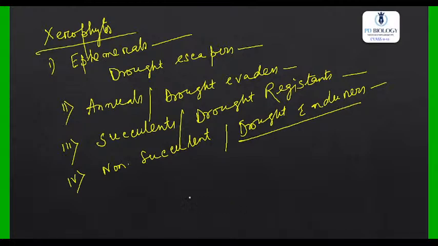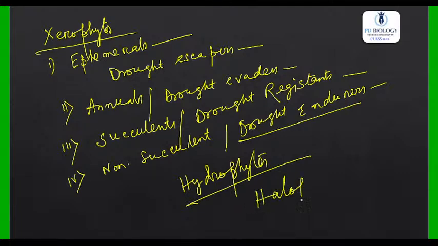In aquatic environment, the hydrophytes are there. They have mucilage, roots, mechanical tissue, xylem, inflated organs. Some are there in saline water, that is halophytes. The mangroves are there.